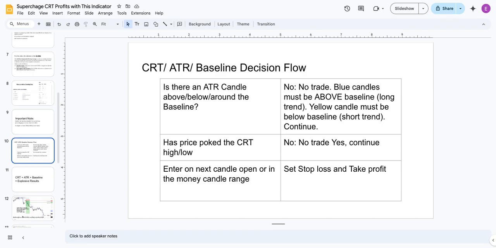Number one, is there an ATR candle, a yellow or a blue candle for the sake of this video, that is above, below, or around your baseline? If no, there's no trade. Okay, period. It always starts with the ATR candle.